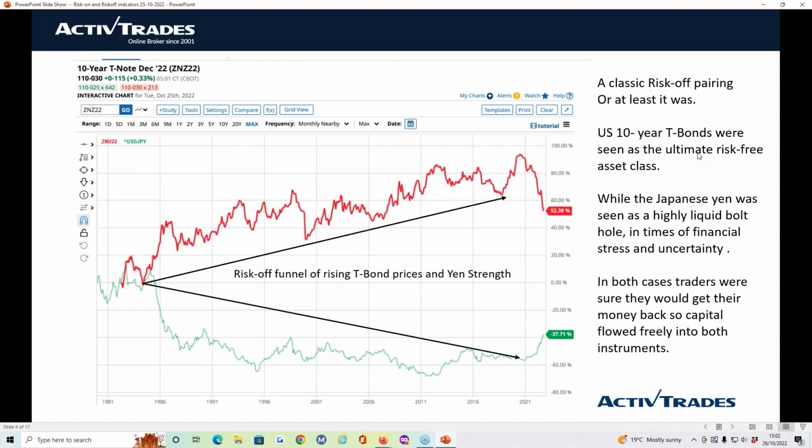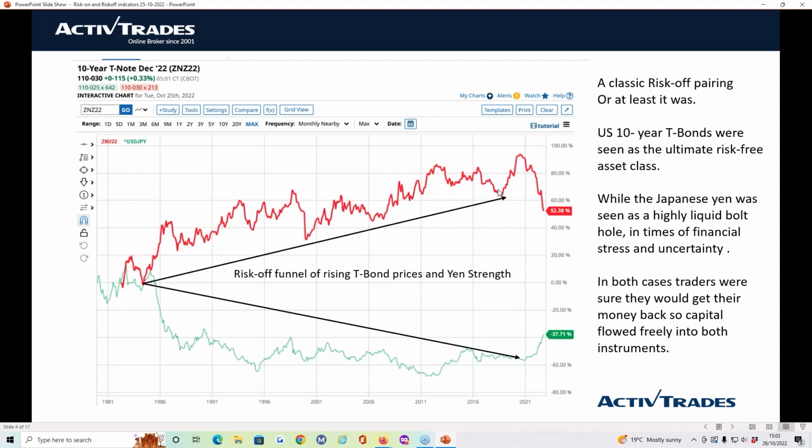And that was definitely the case when I joined the markets in the mid 80s, all the way through, as we can see, until 2018, 2019. But since then, I'm afraid things have changed.